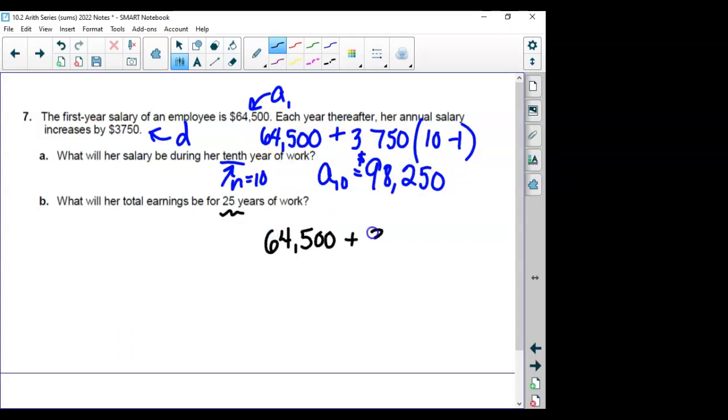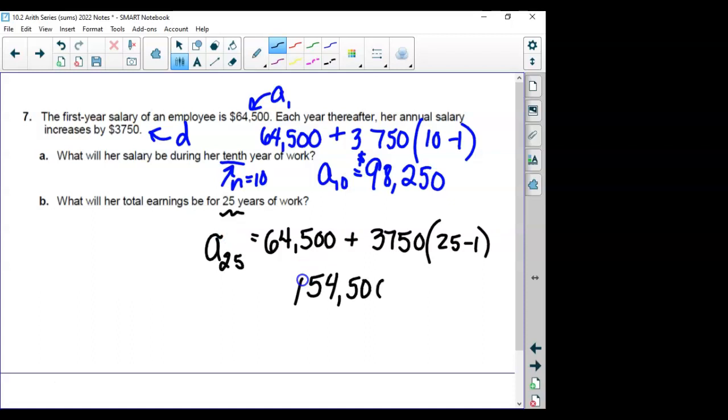64,500 plus 3750 times 25 minus 1. Her 25th year salary. I got 154,500. Okay, is that the answer to the question? That's her salary the 25th year. We want her total earnings. So we need the sum of 25 years. How would we do that?